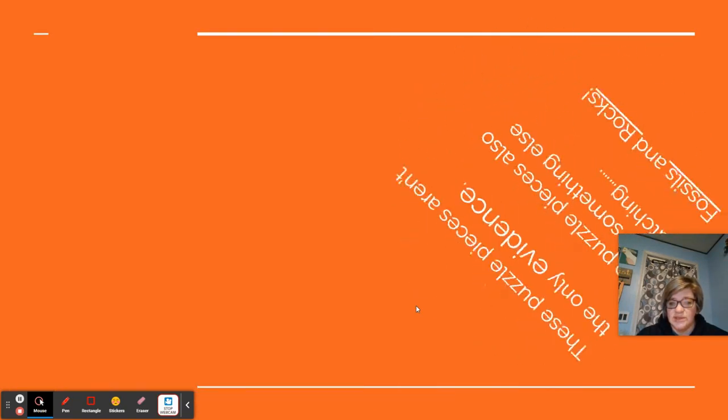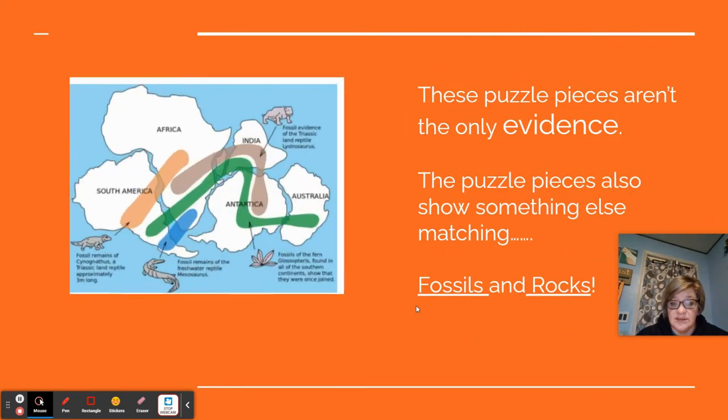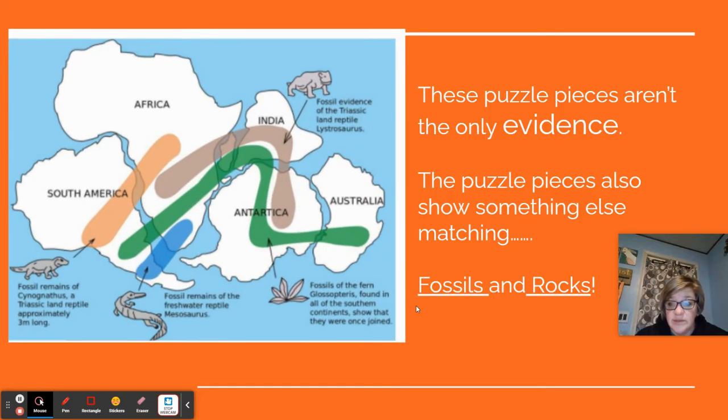What did he notice about those fossils? He noticed that it explained why they were all spread out. If the continents were once connected all like this, that explained a lot about fossils and rocks. We're going to look mostly at fossils in this lesson, and why they ended up so spread apart on different continents.